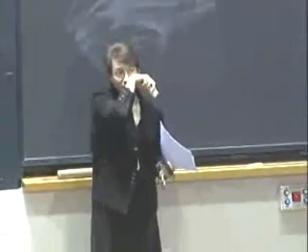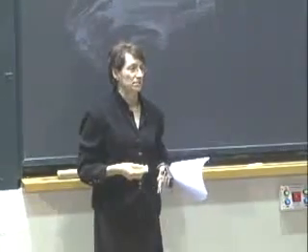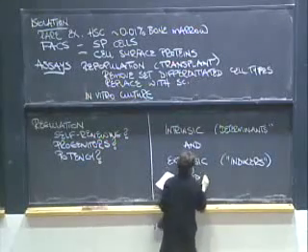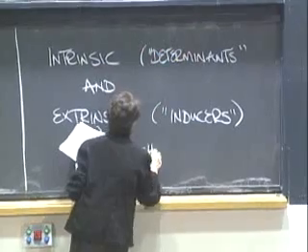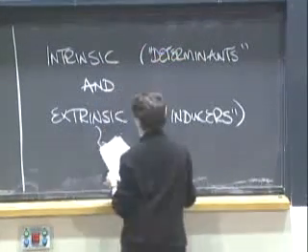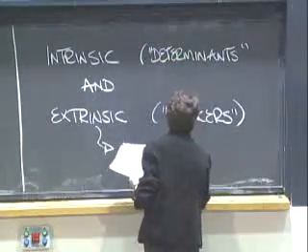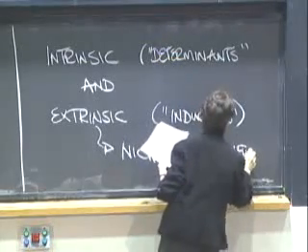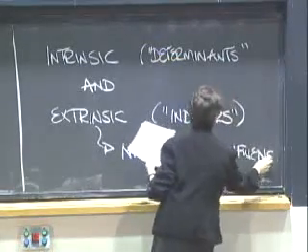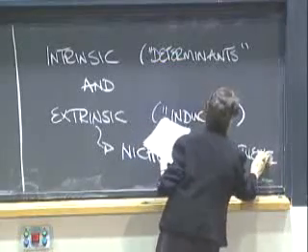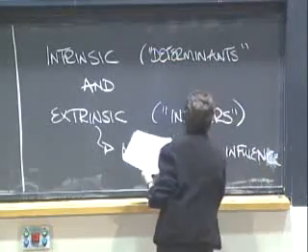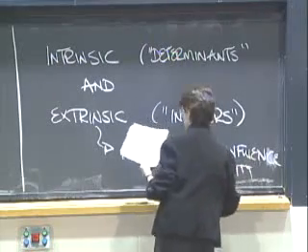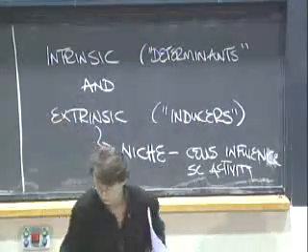These extrinsic factors have been given a special name in the stem cell field. They are called the niche, where the niche contains all the cells that influence stem cell activity. Cells that influence stem cell activity. Okay, this is just a term. You should know it because if you read it, you will know it.